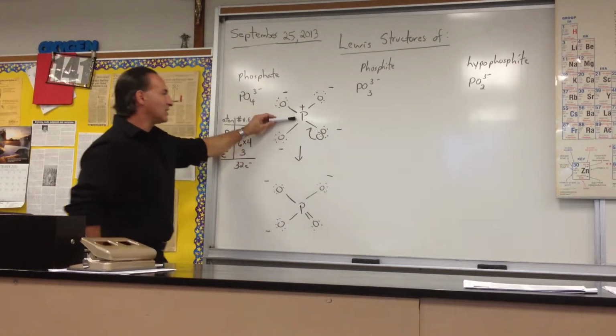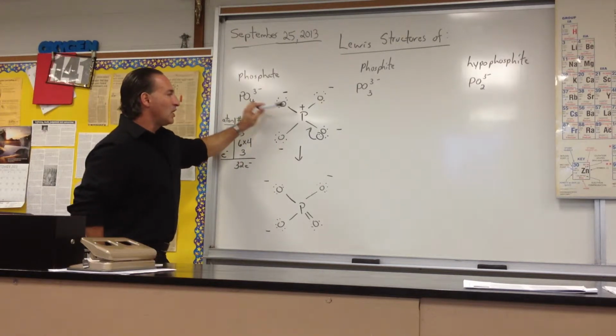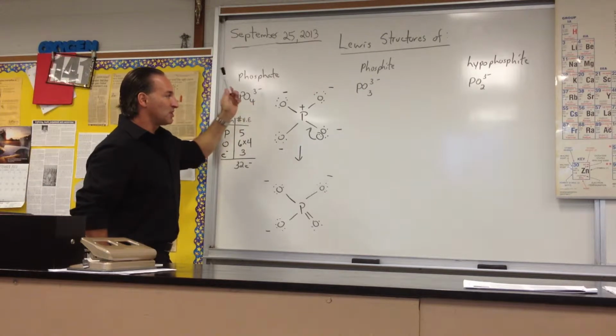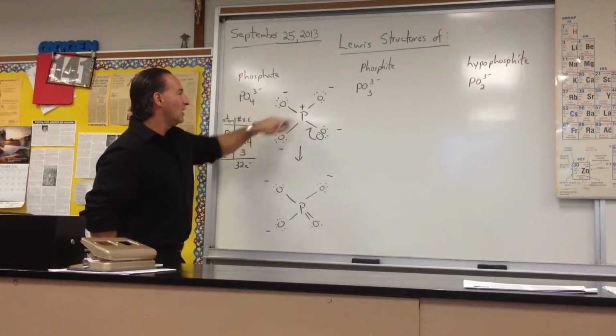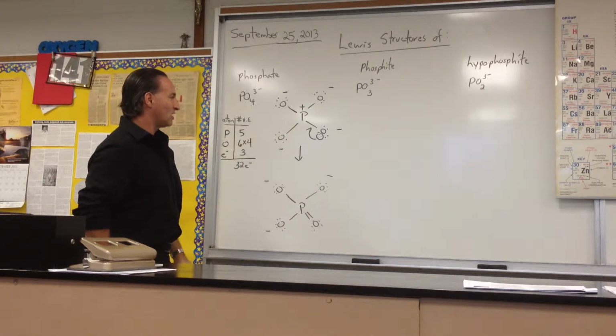Phosphorus is group 15, likes to have 5 valence electrons. When you count the bonds, each one counts for possession of 1 electron for charge consideration. So 1, 2, 3, 4. And that's why you put a plus charge on the phosphorus atom.